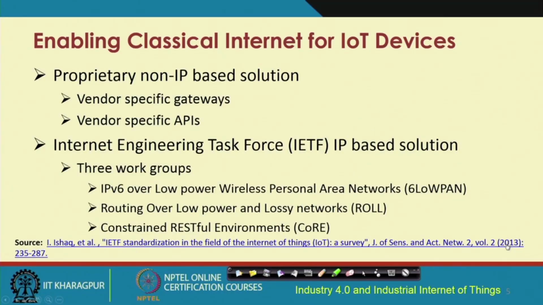Among these are ROLL. ROLL is basically routing over low power lossy networks, and then you have CoRE, which is constrained RESTful environments. Three different working groups are there. Like this, there are multiple different initiatives in order to have support of IoT over IP, that means the existing internet. That means we are talking about coming up with solutions of adaptation for use of IoT in existing IP based systems, IP based networks.